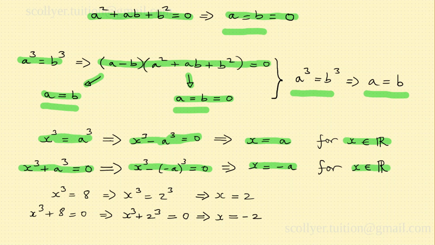So, for example, if x cubed equals 8, then x cubed equals 2 cubed, so immediately we can say that x equals 2. And if x cubed plus 8 equals 0, so that x cubed plus 2 cubed equals 0, then immediately we can say that x equals minus 2, as long as we're only talking about real x.